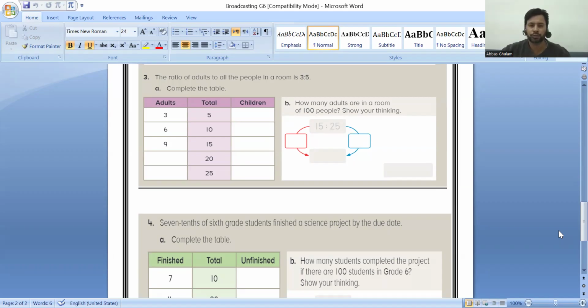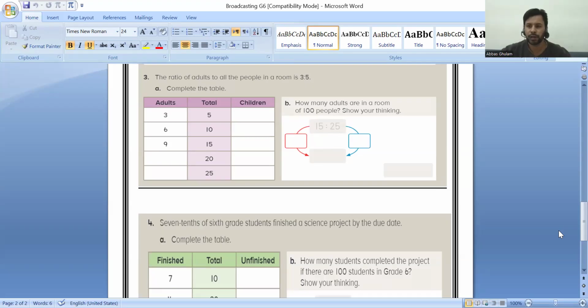In my last video yesterday, I was explaining to you about the ratio, and in the lesson of the ratio, I explained to you three kinds of ratios. I explained part to part ratio, part to whole ratio, and whole to part ratio.